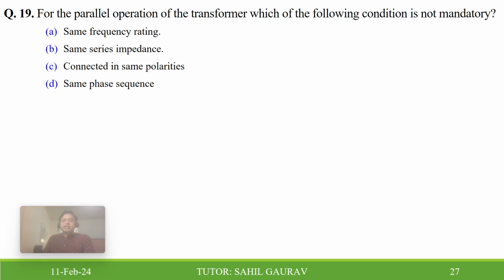Now question 19. For the parallel operation of transformer, which of the following conditions is not mandatory? Options are same frequency rating, same series impedance, connected in same polarities, same phase sequence. What should be the correct answer? C, same polarity. No, no, it is mandatory. So same series impedance, Option B. Yeah, B is the correct answer.